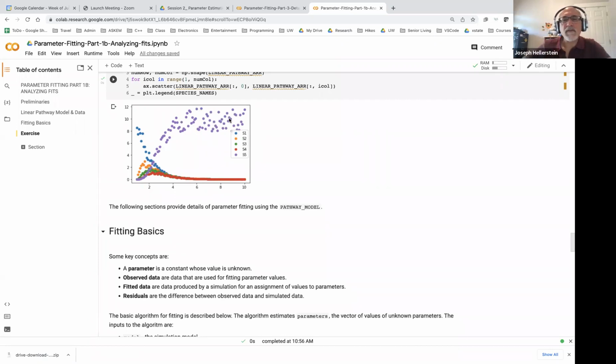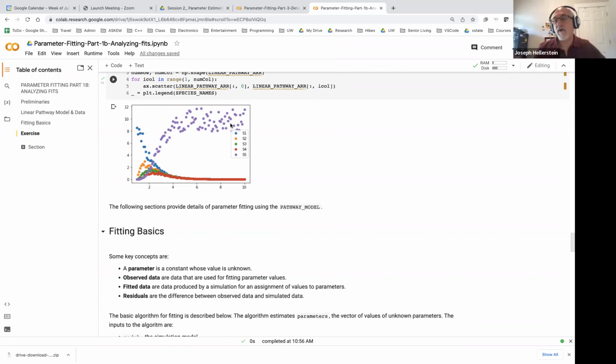So again, remember what we're doing here with this search algorithm: we're looking at the sum of squares of the residuals for all of the species we observed. So that means that over here, what's going to dominate? S5. Well, over here, it's going to be S1. Yeah, right. But over at the other end, you're absolutely right. It's going to be S5.